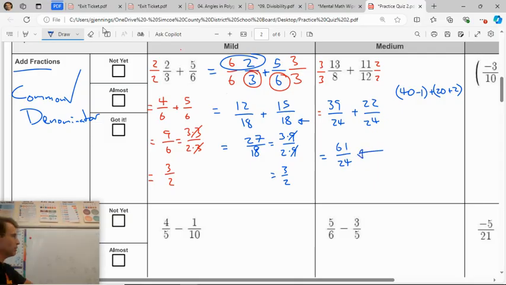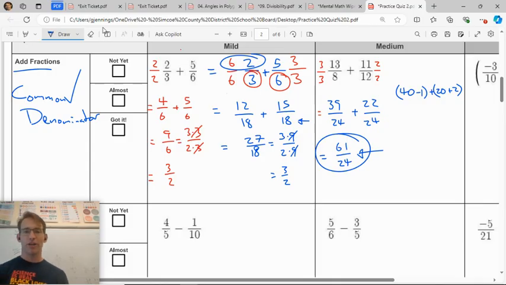Okay, now I check, can this be reduced? Can that be reduced, 61 on 24? 61 happens to be prime. It's a prime number. So the more you look at factorizing numbers, the faster you'll spot primes, and it's very useful. 61 is prime, so this can't be reduced. That's final answer. So I circle it for the purpose of who's marking me.